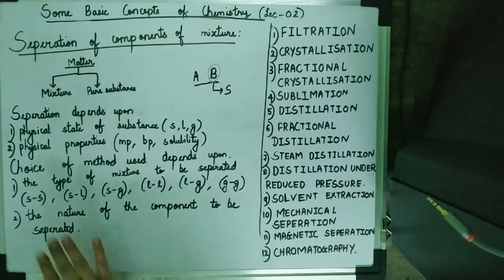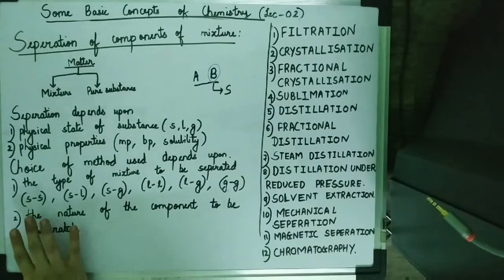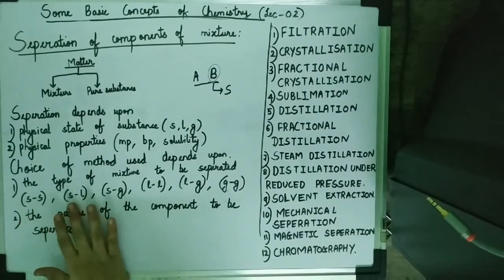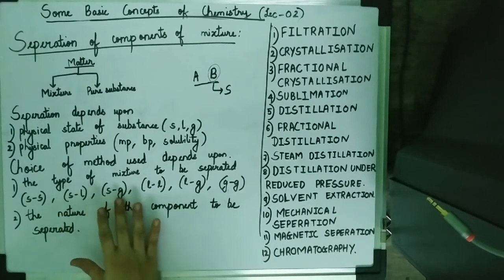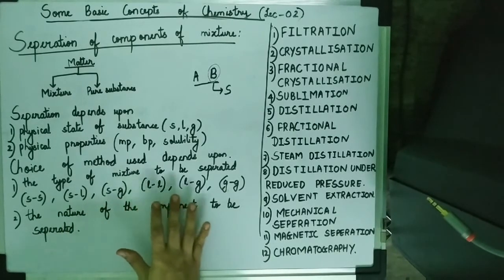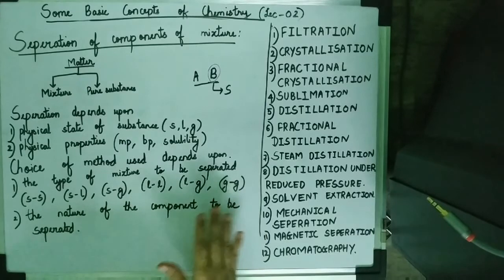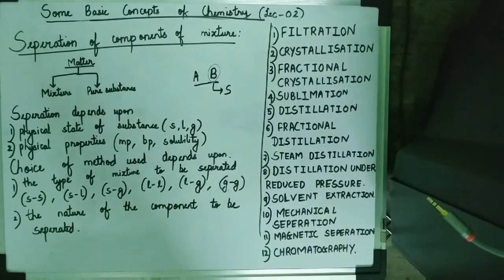Then it depends upon the choice of method that is used. Now what does it depend upon? How do we decide the choice of method? It depends upon the type of mixture to be separated. Now what can be the type of mixture? It can be a solid-solid mixture, a solid-liquid mixture, a solid-gas mixture, a liquid-liquid mixture, a liquid-gas mixture, and a gas-gas mixture. We will see examples using various different techniques. So for now, understand that there are 6 different types of mixtures that we have to separate.